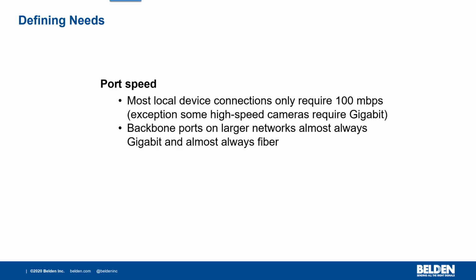Port speed. Most local device connections only require 100 megabit. Typically you will see 10/100, meaning that the device will auto-negotiate between the two, and only rare instances require gigabit communications to a device. The backbone ports, on the other hand, are a different story because a lot of the data is being aggregated through a single port, and as a result you need a higher bandwidth capability, and this is where the gigabit ports are almost always utilized for backbones.